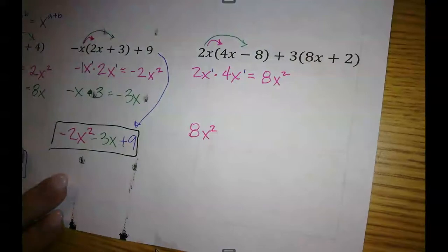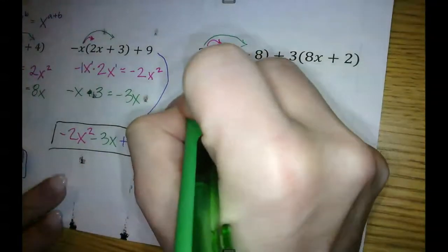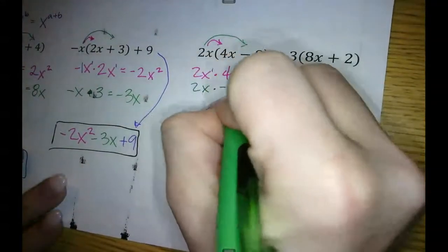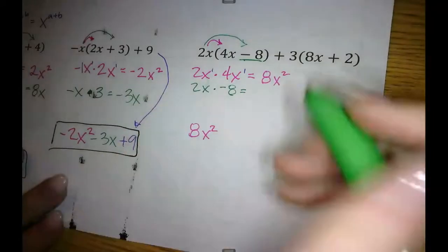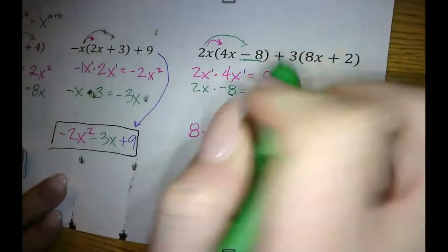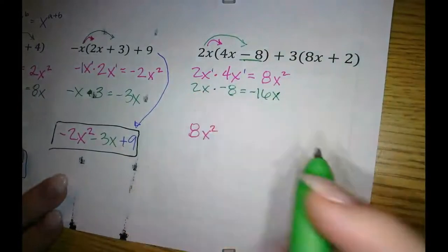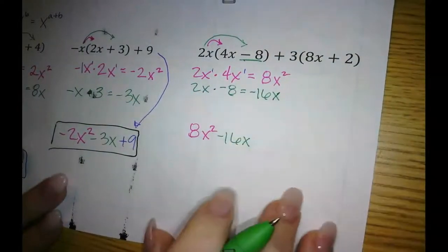Now multiply 2x times negative 8. Remember that sign travels with it. Don't drop your negative sign. 2 times negative 8 is negative 16. And then we don't have to add any exponents, so that's negative 16x.